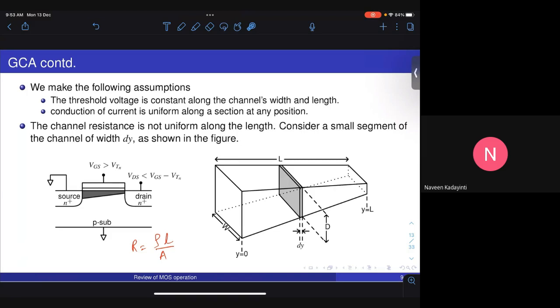So now let us consider a small segment of the channel here, which has a length of dy. It has a depth of d, and the width is w. As I move this segment from the source end to the drain end, dy is of course the length of the segment, and we will keep it constant. The depth will change. The width remains constant. The depth changes. At the source end, the depth will be maximum. At the drain end, it will be the smallest.